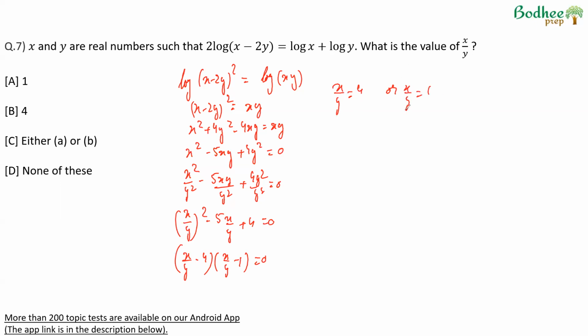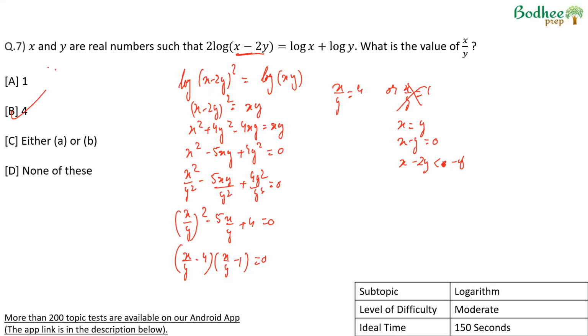Now, if x by y is equal to 1, we will get x is equal to y, which means x minus y will be 0, and therefore x minus 2y will be negative. This should not be negative, and therefore this solution is not possible. Option B becomes my answer, 4.